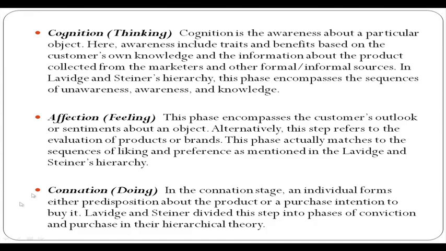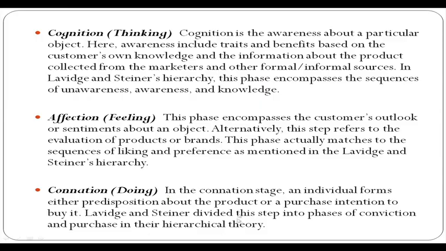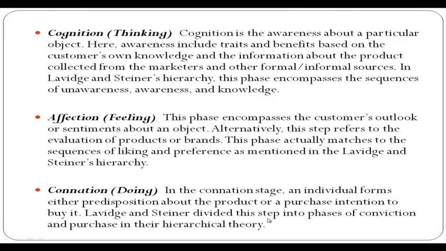And the other one is conation. Conation is the stage where the individual forms a predisposition about the product, which means they form the purchase intention and finally purchase it. So, this is the conation stage, the doing stage. Thinking, feeling and doing, these are the 3 stages. If we go back to Lavidge-Steiner's hierarchy of effects model, this 3rd stage of conation relates to the conviction and the purchase stages, these 2.